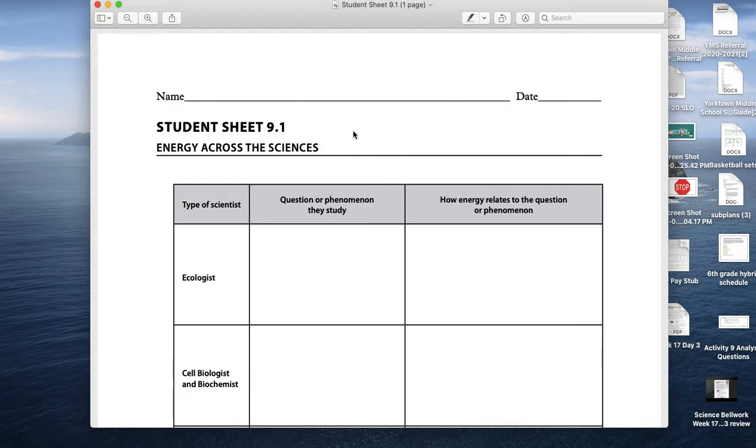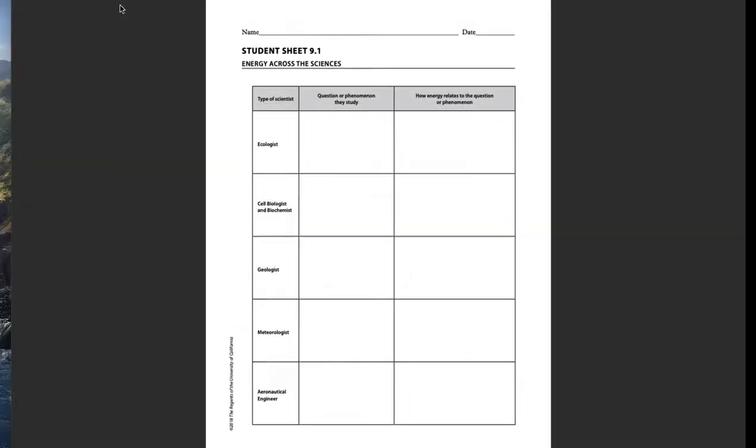I'm going to go ahead. We're going to review student sheet 9.1, Energy Across the Sciences. Remember, you guys were supposed to complete this yesterday. We went over part one together on Monday. You were supposed to finish it up yesterday. Today is Wednesday. Going to go over responses in case anybody missed anything or if you need to make corrections. So we'll go ahead and begin.